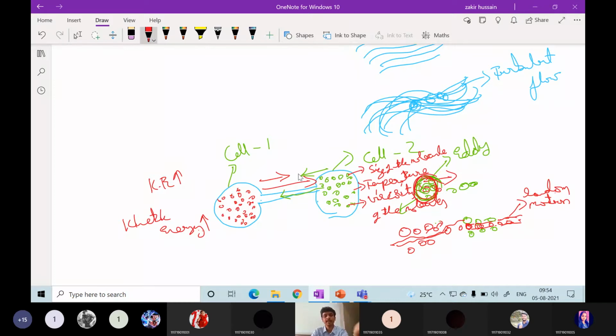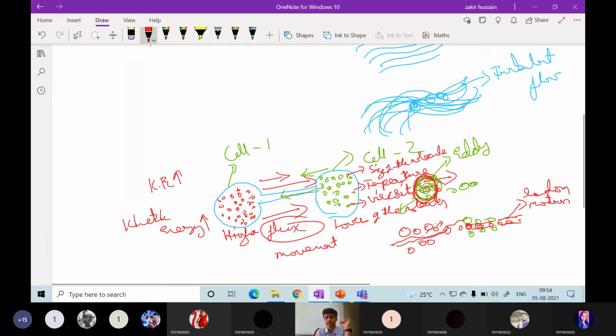In other words, diffusion is nothing but the net flux or net movement. Flux, what is flux, we will define later. Net movement of molecules from a higher concentration region to a lower one. This is the higher concentration region for the red molecules, and here there are no red molecules, so this is the lower concentration region for the red molecules. They are traveling from the higher to the lower concentration region.